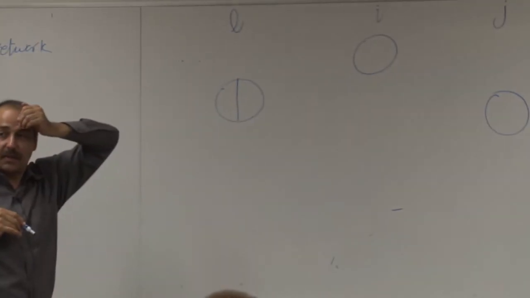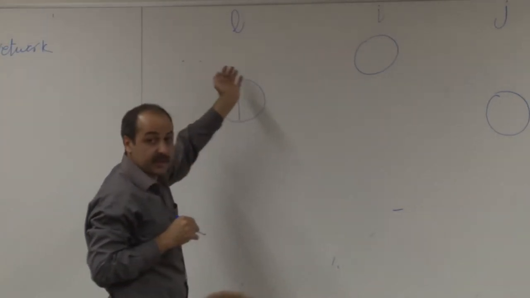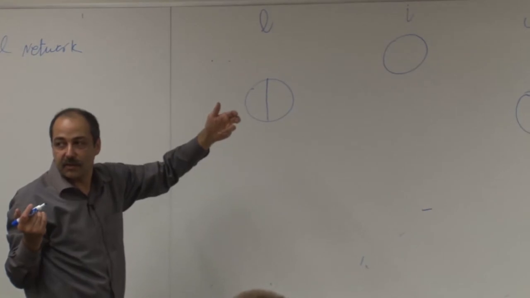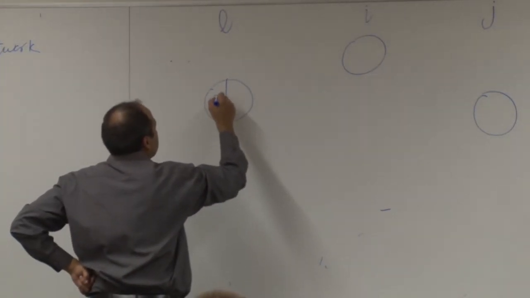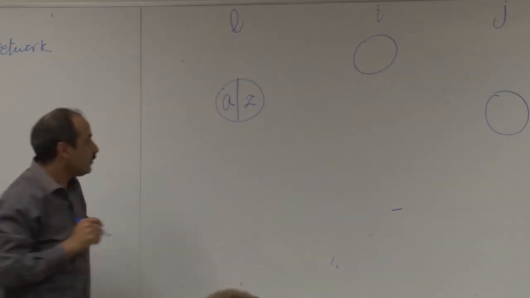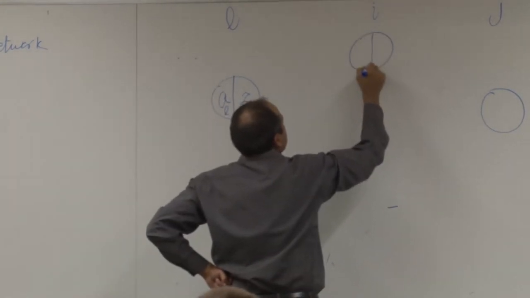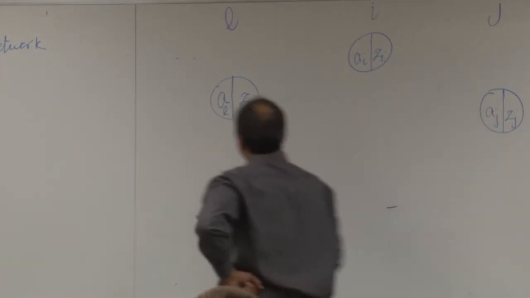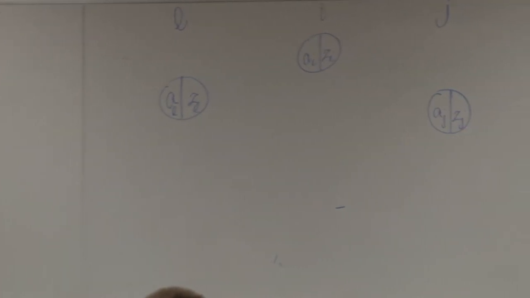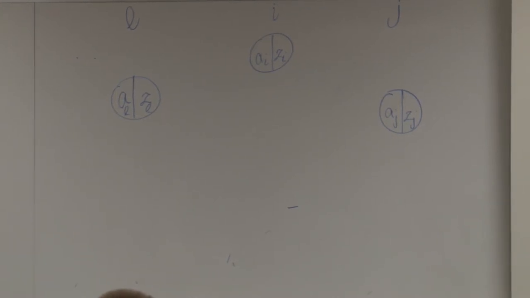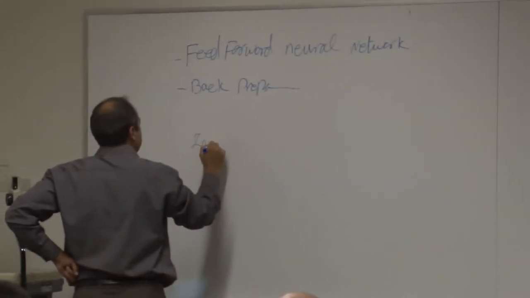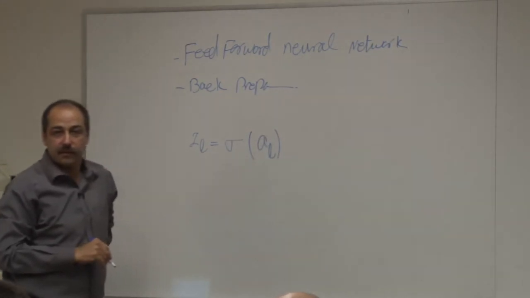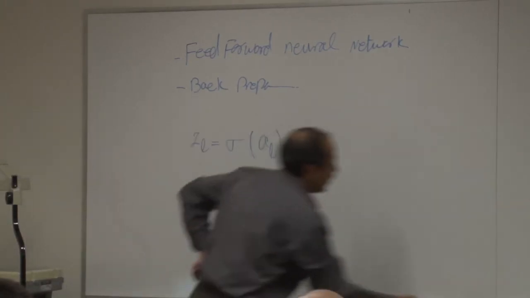So these are perceptrons. As I said, in the first half of the perceptron, we take a weighted summation of input. And on the other side, we apply a nonlinear function to it. So this part I would call A, and this part I would call Z. So this is AL, this is ZL, this is AI, this is ZI, and this is AJ, and this is ZJ. Basically, ZL, for example, is going to be a nonlinear function applied to AL, or this is for I, for J, for anything.